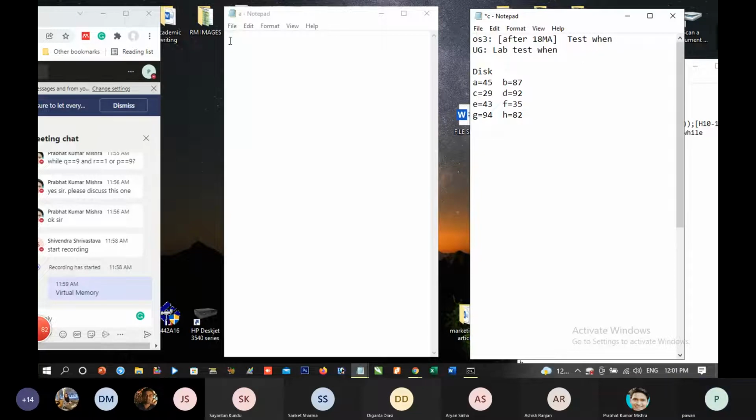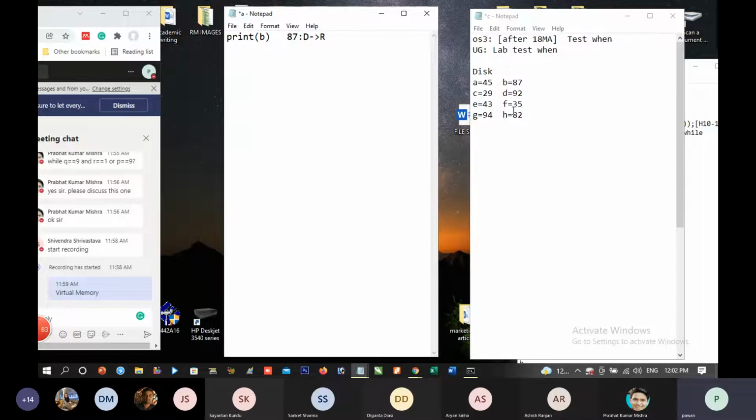Now, suppose in the computer, disk is there somewhere and somewhere there is a CPU which has a RAM. Now, we are executing this statement: print C. So what is going to happen? That 87 will be brought from disk to RAM.